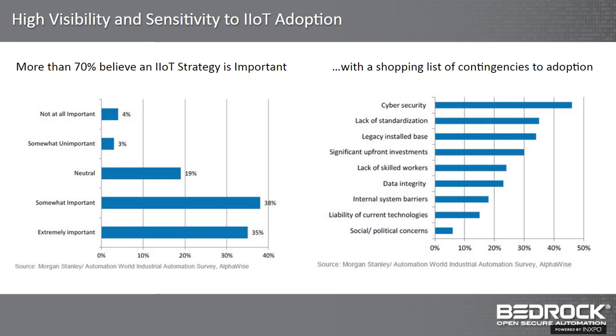These two charts represent the data summary from a comprehensive Morgan Stanley survey and report on the industrial Internet of Things from just a couple of years ago. And even then, 70% of the respondents said that the Internet of Things strategy is important to their company, but there's a whole lot of contingencies to the adoption. You can see cybersecurity, standardization, their installed base and legacy technologies, investments, skilled workers, and so on. These are all issues that are of great concern. So we're going to touch on a few of them.